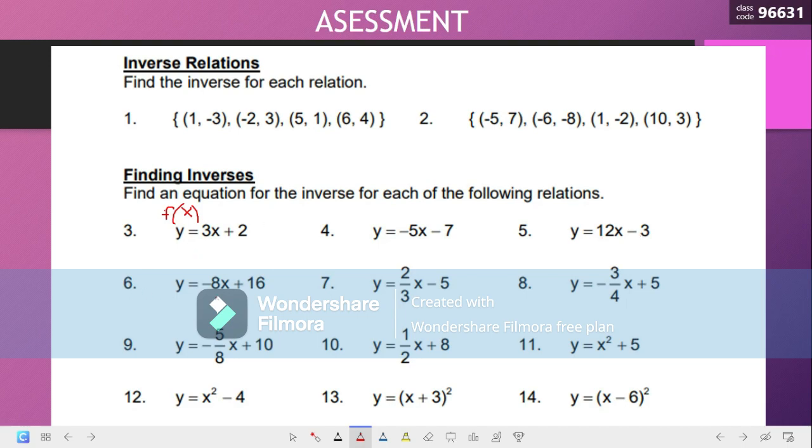Number 6, y is equal to negative 8x plus 16. Number 7, y is equal to 2/3 x minus 5. Number 8, y is equal to negative 3/4 x plus 5. Number 9, y is equal to negative 5 over 8x plus 10. Number 10, y is equal to 1/2 x plus 8. Number 11, y is equal to x squared plus 5. Number 12, y is equal to x squared minus 4. Number 13, y is equal to the quantity of x plus 3 squared. Number 14, y is equal to the quantity of x minus 6 squared.